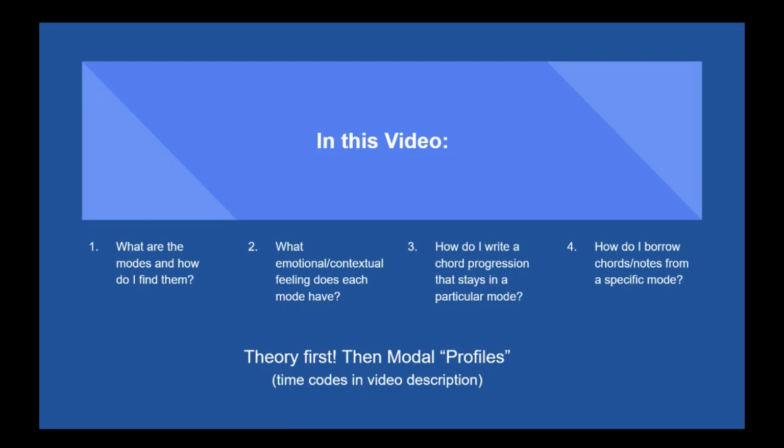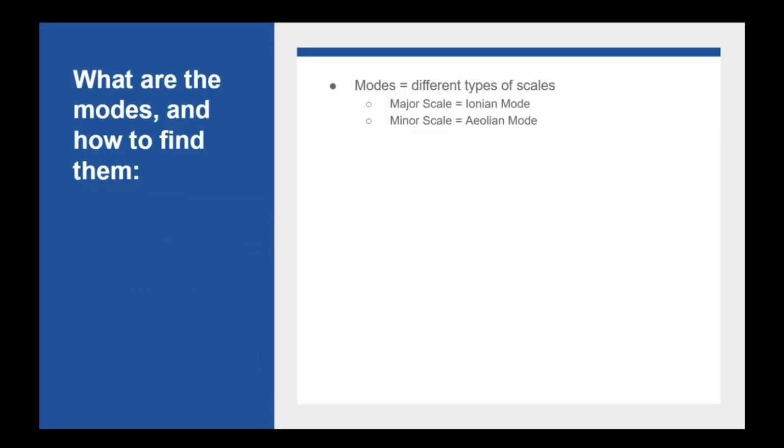Question number 1. What are the modes and how do I find them? In essence, the modes are just different types of scales. I'm sure you're familiar with the major and minor scale. The major scale is the stereotypical happy sounding scale, and the minor is often called sad or dark. These two scales or modes make up the vast majority of all Western music. If you're familiar with these two, then awesome. Pat yourself on the back because you already know 2 of the 7 modes that we'll be discussing.